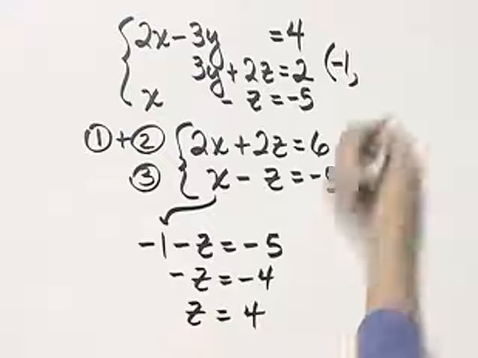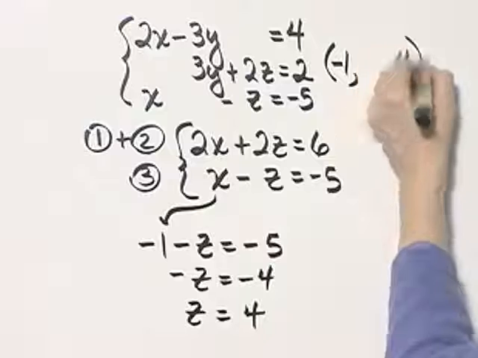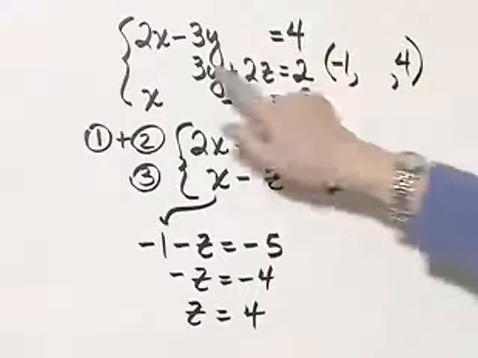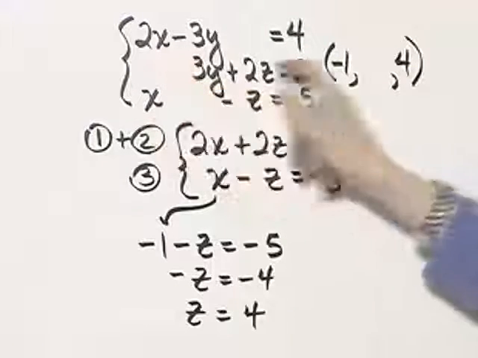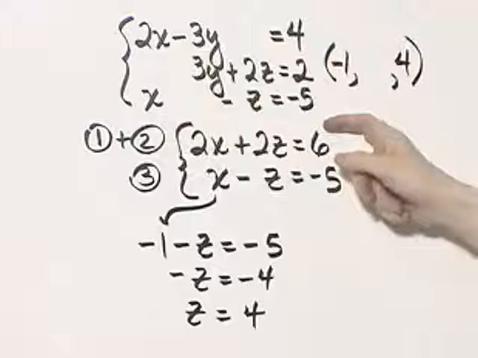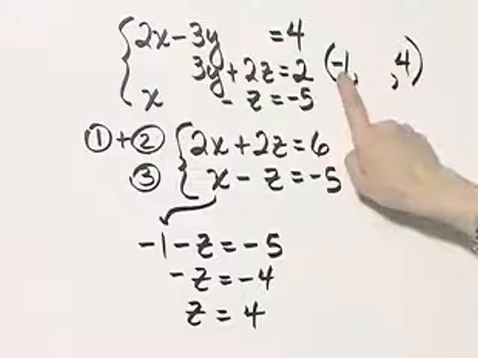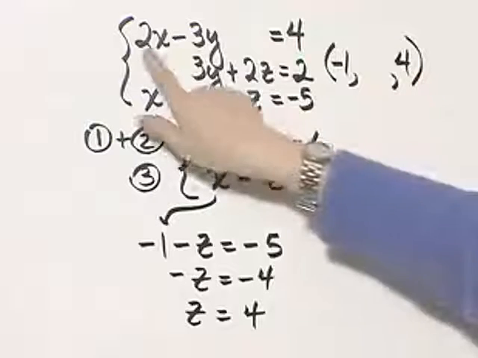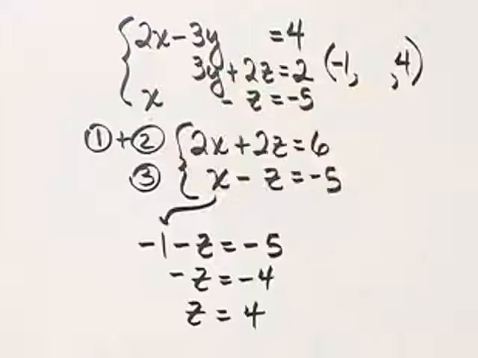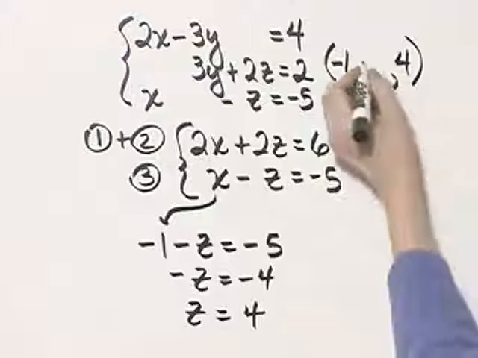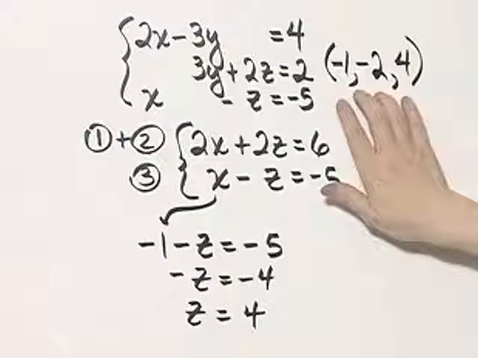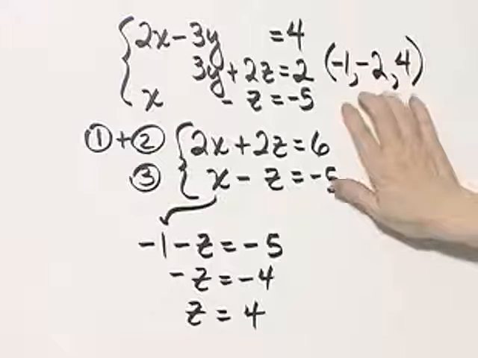So I know z is 4, and how do you think we can find y? Choose any equation now. Here's one in x's and y's only. You'll need an equation containing a y. Let x be negative 1, or let z be 4. Solve it for y and you'll find your y value. If you do so, you'll find that y is negative 2. So we have an ordered triple solution, and here it is.